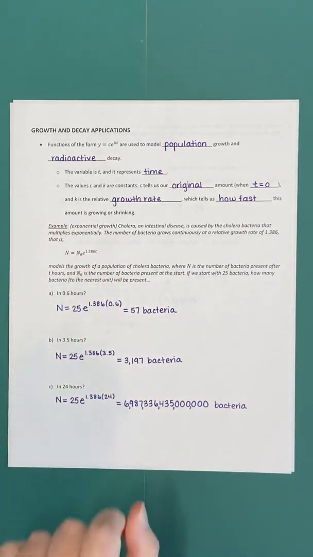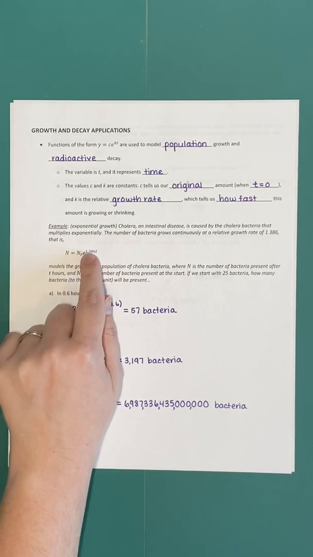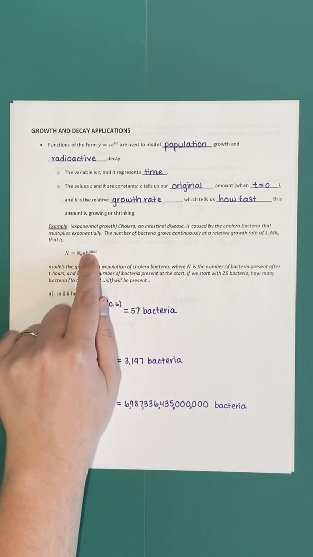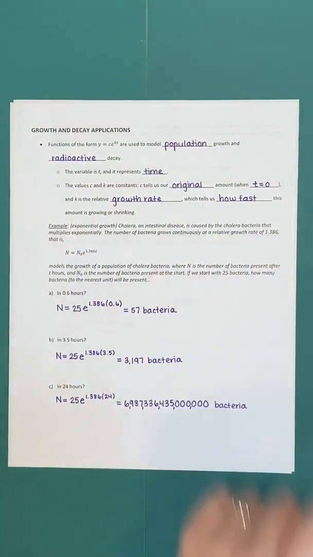We can know just from looking at it that it's going to model growth because the number in front of t, our growth rate, is a positive number. It's getting bigger over time, and that's our indication that this population is growing.